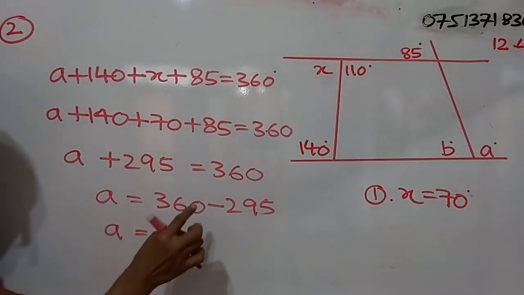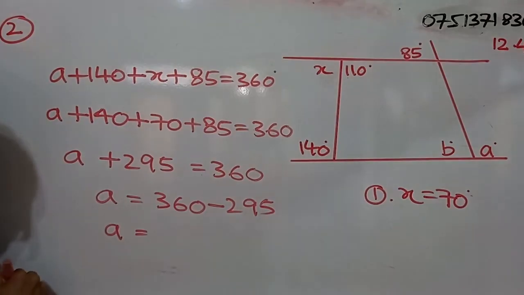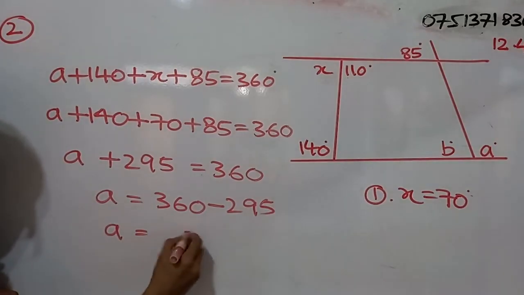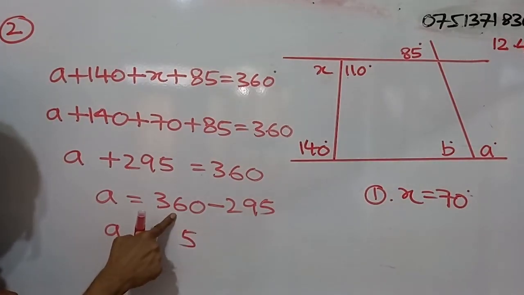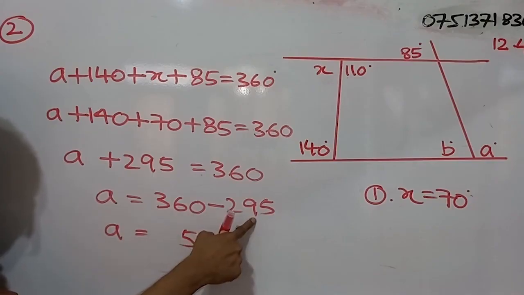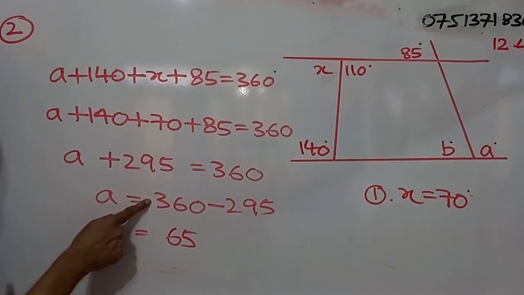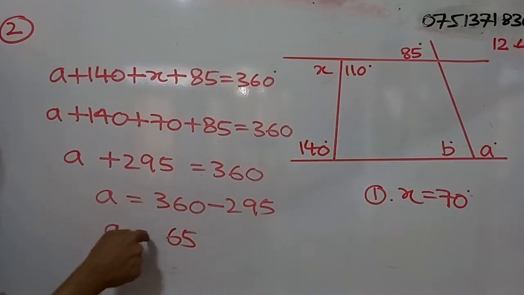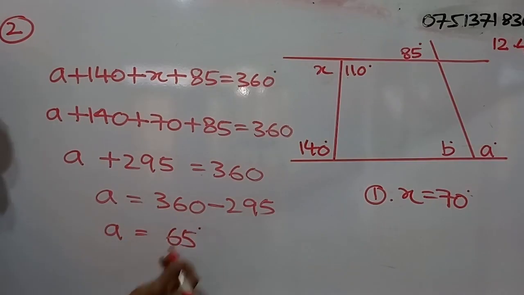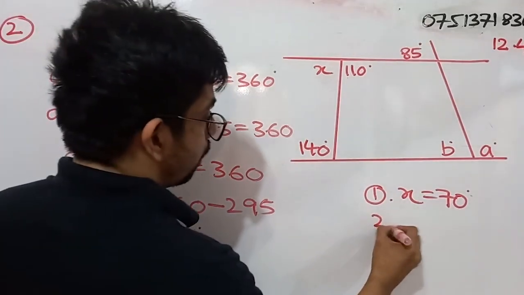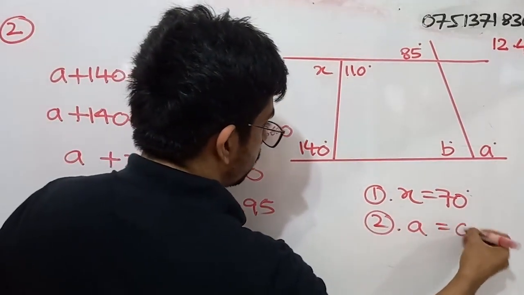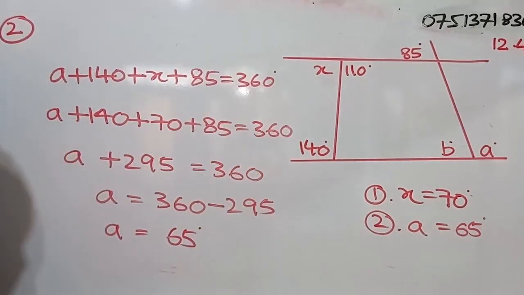0 minus 5 we can't do. 10 minus 5, we know that's 5. Here the remaining digit is 5. 5 minus 9 we can't do. 15 minus 9, we know that's 6. So here the remaining digit is 2. 2 minus 2, that's 0. So the value of simple a is 65 degrees.